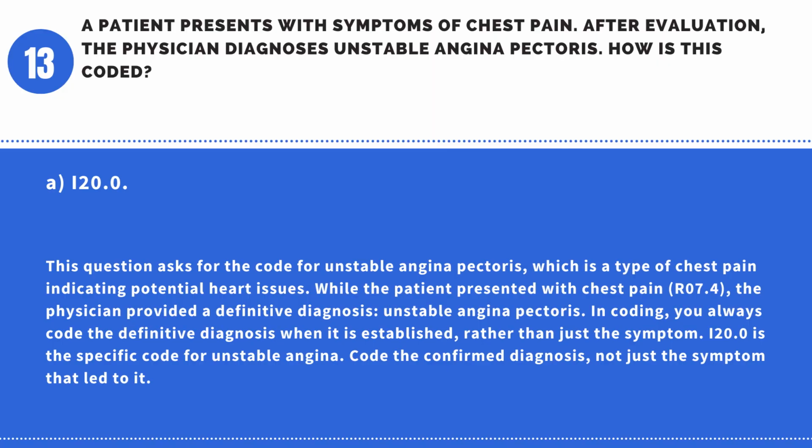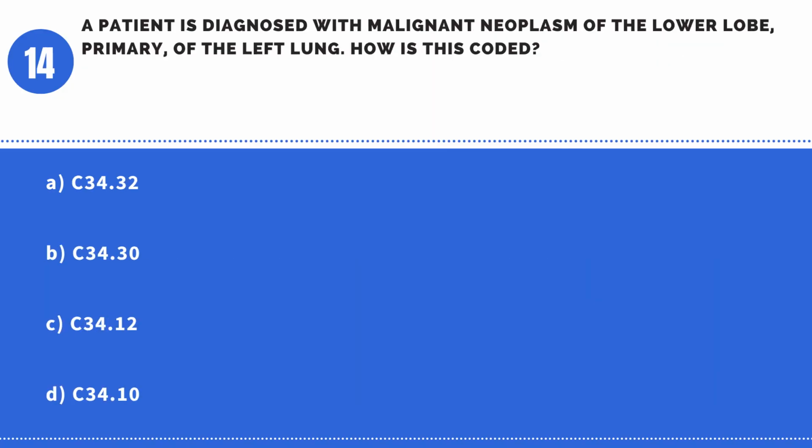Question 14. A patient is diagnosed with malignant neoplasm of the lower lobe, primary, of the left lung. How is this coded? A. C34.32. B. C34.30. C. C34.12. D. C34.10.